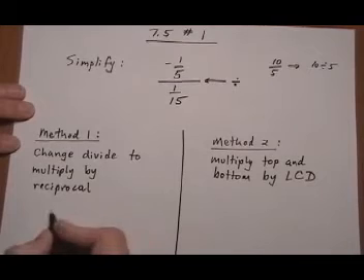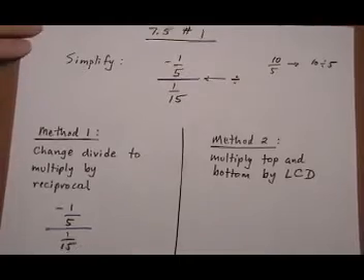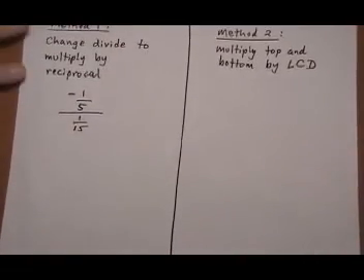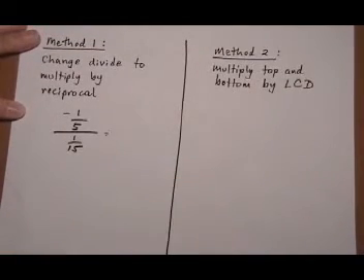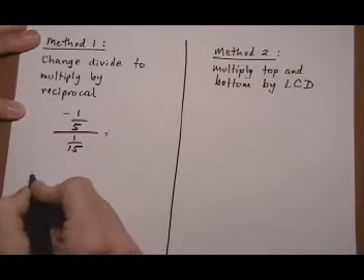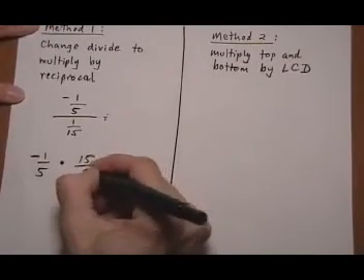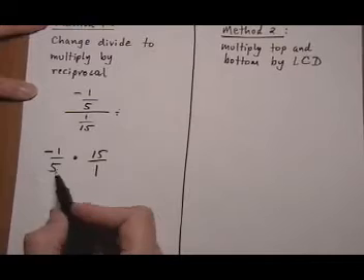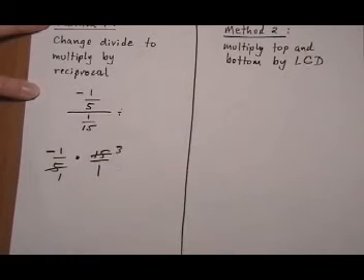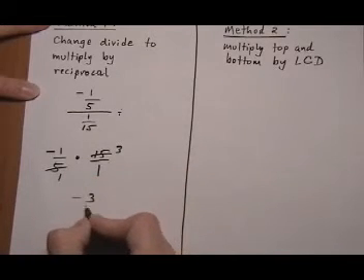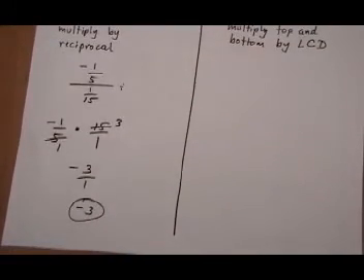Alright, so method 1. Change the fraction to division and make it multiply by the reciprocal. So we have minus 1/5 divided by 1/15. We're going to change that into minus 1/5 times the reciprocal of the bottom, 15 over 1. After that, we just do our canceling and multiply across. Divide by 5, divide by 5, multiply across, we get minus 3 over 1, or minus 3. So that's the first method.